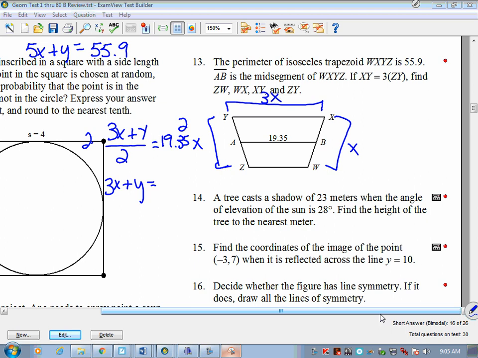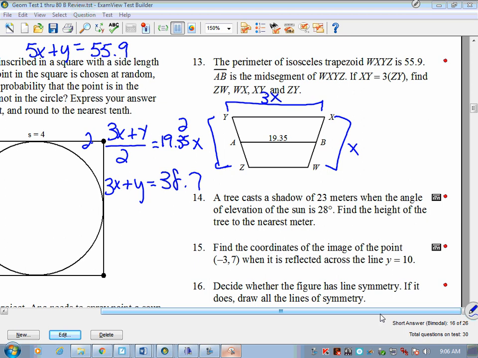All right, let's double check. 19.35 times 2, right? Times 2. 38.7, very good. All right, so we got this 38.7 here. 3x plus y equals 38.7. Okay? So if you'll notice up here, I have a 5x plus y equals 55.9. Down here, I've got a 3x plus y equals 38.7. Anything I could do with those two equations we've created?